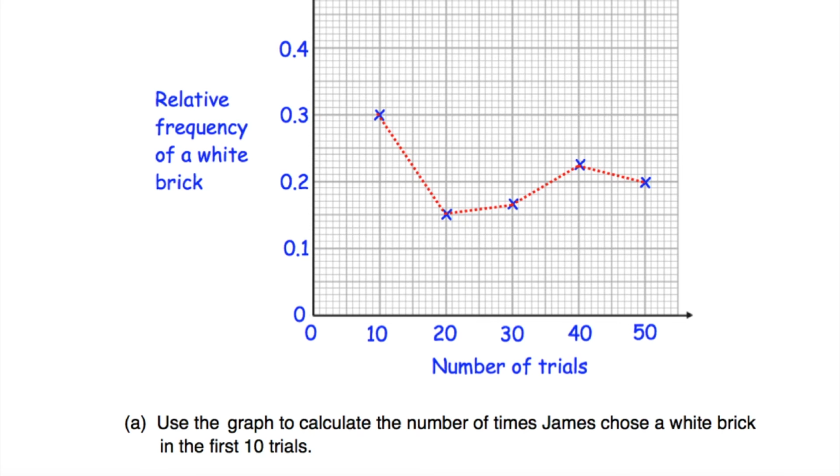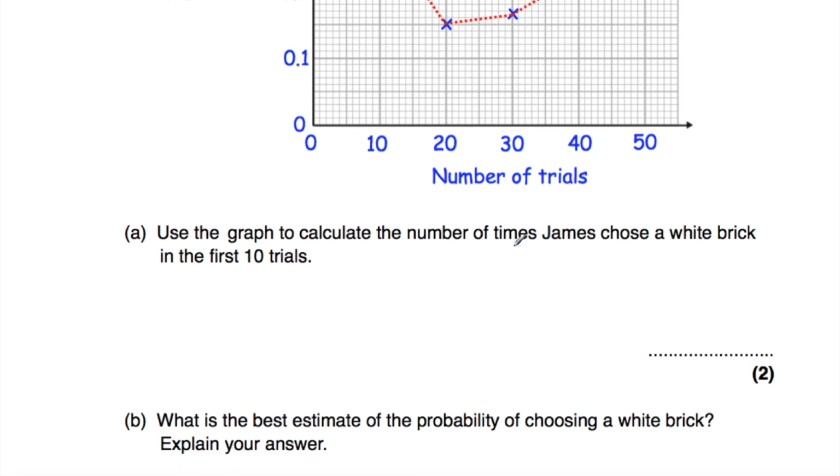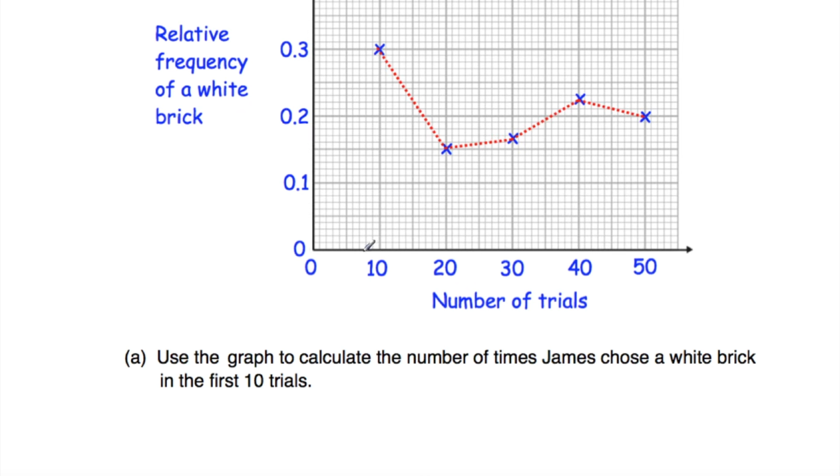And then part A says, use the graph to calculate the number of times James chose a white brick in the first 10 trials. Okay, so if we have a look at the first 10 trials, the relative frequency of a white was 0.3. He took bricks out 10 times. So if we do 0.3 times 10, the number of trials, that gives us the number of successes. 0.3 times 10 is equal to 3. So he selected 3 white bricks in the first 10 trials.